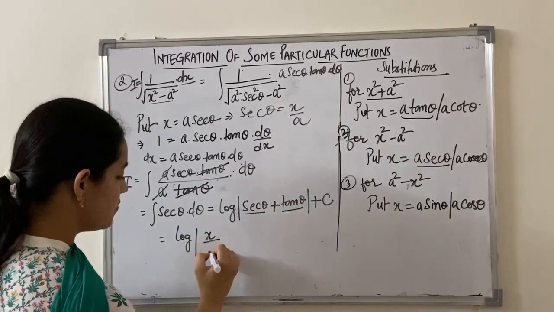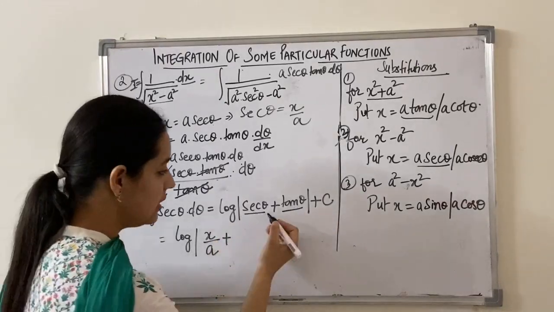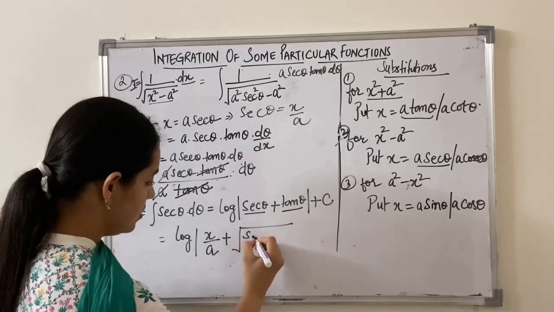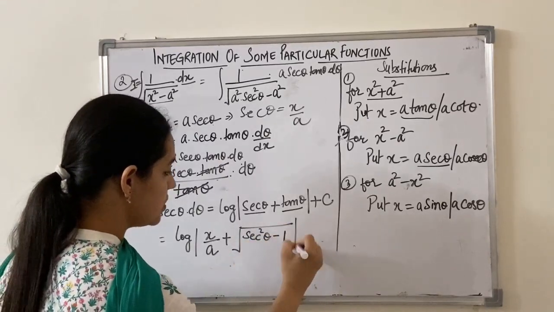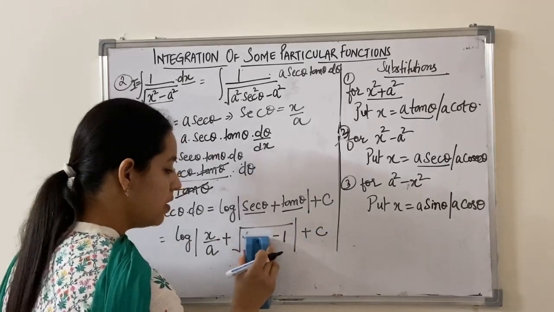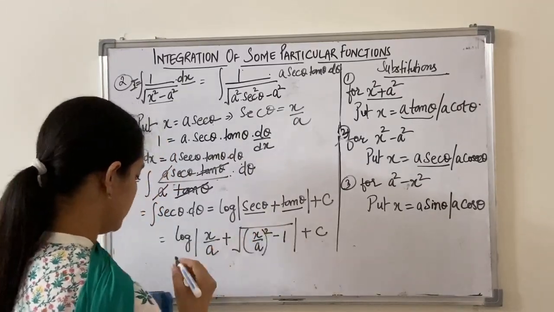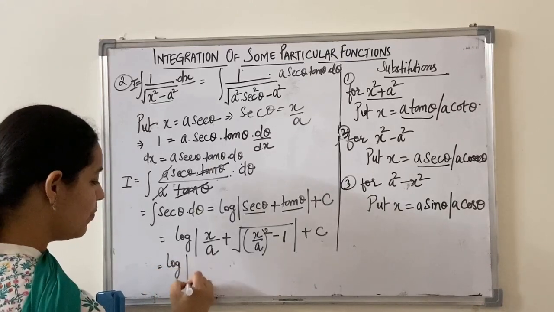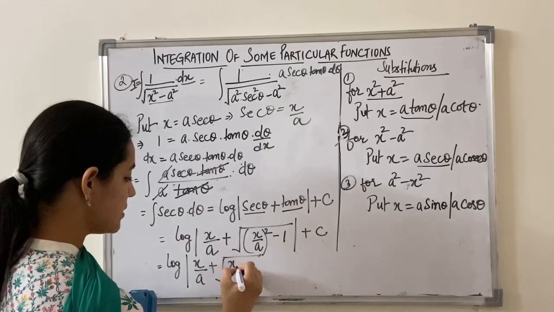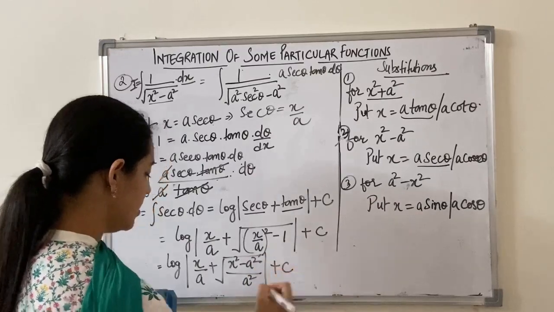So we can write in place of secant theta x upon a, and if you know the relationship between tan theta and secant theta, so tan theta is secant square theta minus 1. If I write here secant square theta minus of 1 plus the constant of integration c, and in place of secant, again we can write in terms of x, that is x upon a whole square. So now this becomes log of mod of x upon a plus under root of x square minus a square divided by a square plus the constant of integration c.